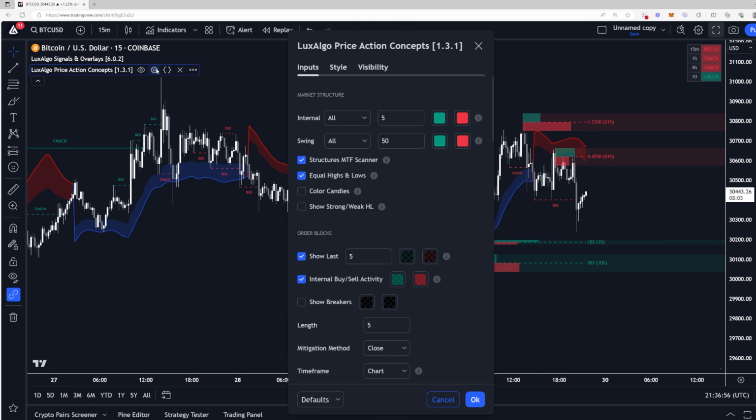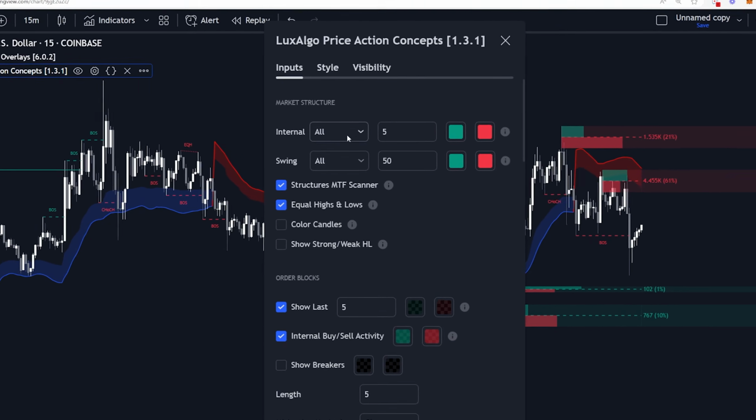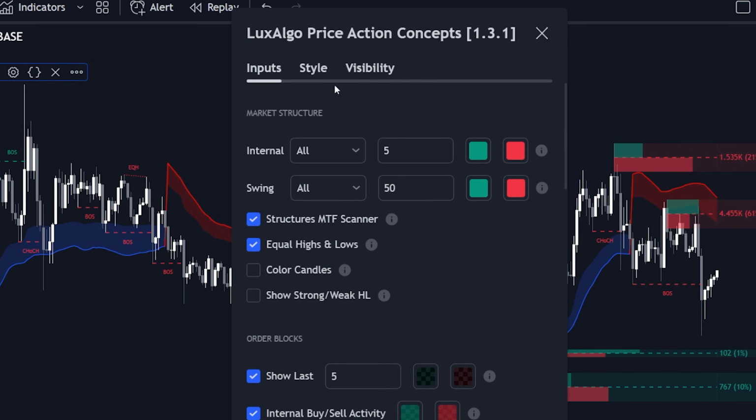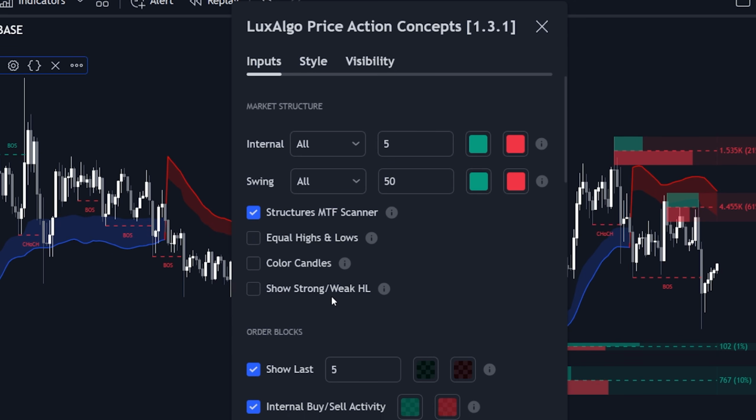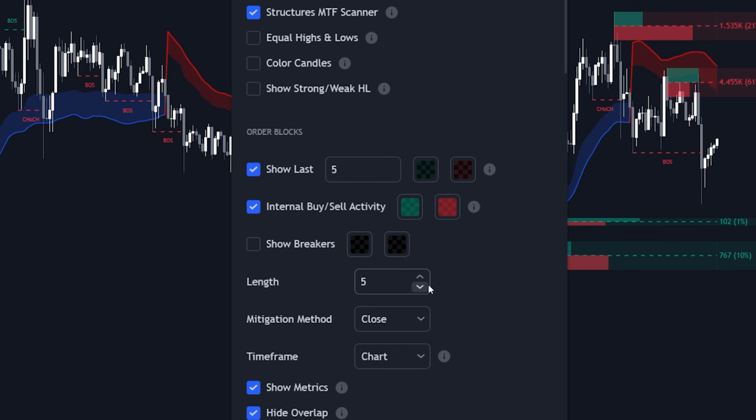Now, what we can see within the settings of the price action concepts indicator is the market structure right here. And we're going to disable the equal highs and lows since that's not too aligned with the type of strategy that we're going to be implementing within this video. And we're also going to slightly adjust the order blocks. So this is all up to personal preference.